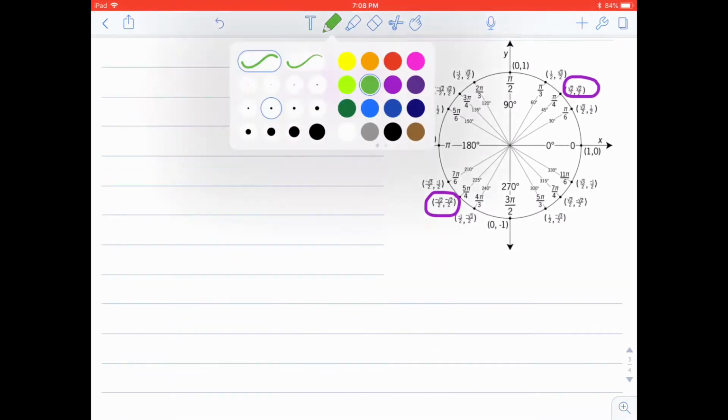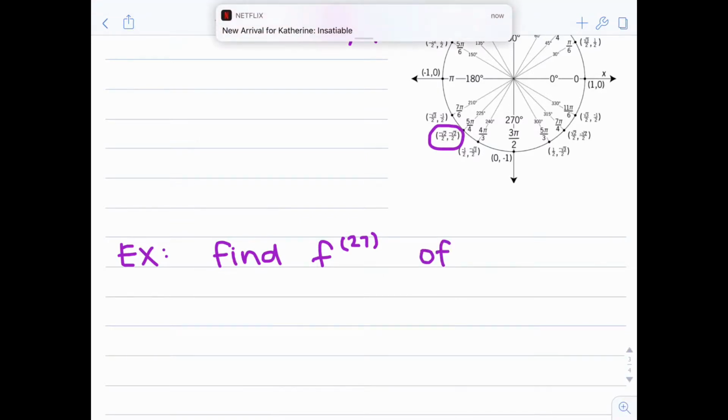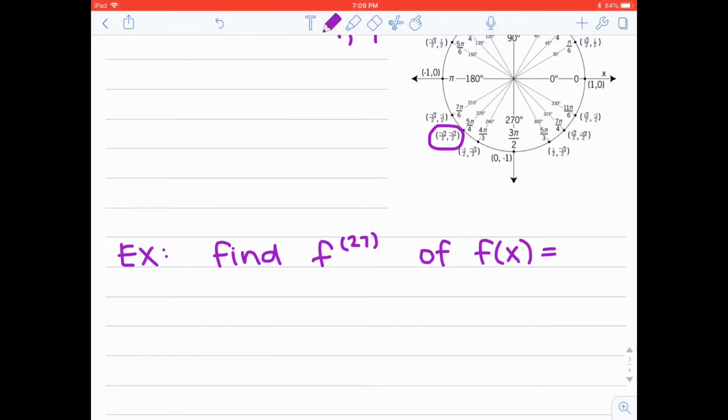Okay, we're going to do one last example, and then this video will be done. So here, we are going to find that notation, which means the 27th derivative. We are finding the 27th derivative of f of x equals cos x. So that's the original function.